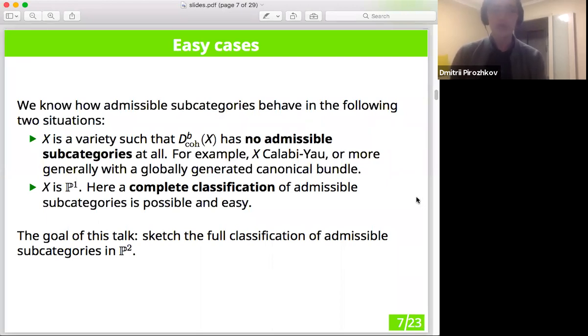And I want to sketch a full classification for admissible subcategories in a derived category of sheaves on P2. So it extends the list that I outlined with another example, which is less trivial than P1. So there are many options, but it is possible to show that there are no other exotic options that we have not seen before.